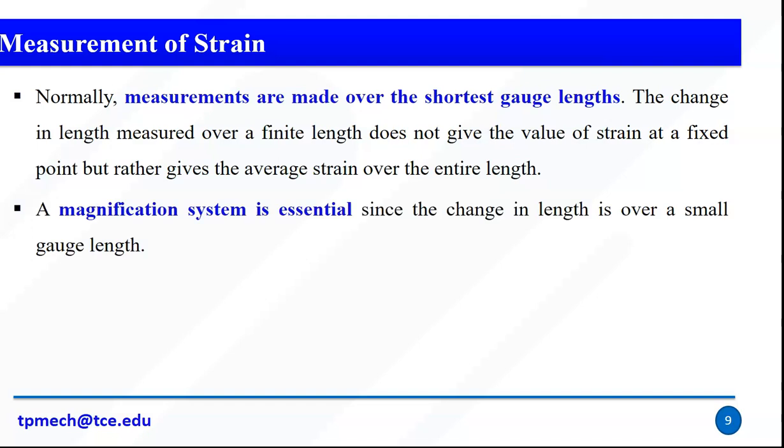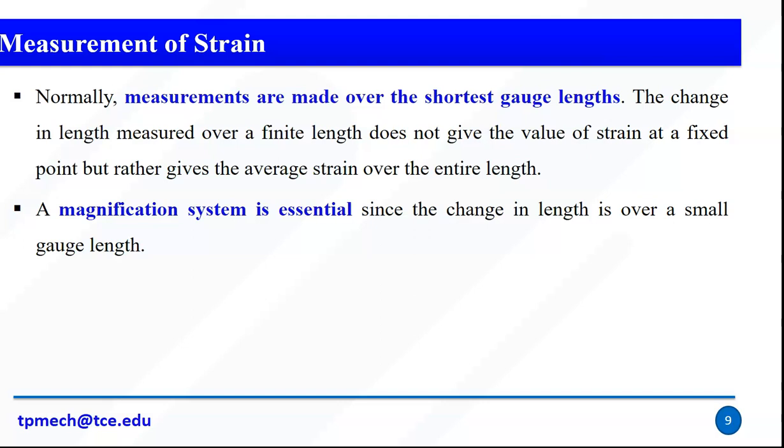So we need a magnification system. It is essential because we are going to measure our object, and measuring the strain over the entire object is not possible. Only where I know the strain will be maximum can I place my strain gauges or other gauges. So I know this place has more strain, so at that place I will place it. If we measure the strain where the maximum occurs, we can infer the remaining, because it won't exceed that. So we need a magnification system. It's essential since the change in length is over a small gauge length. So we need to magnify.